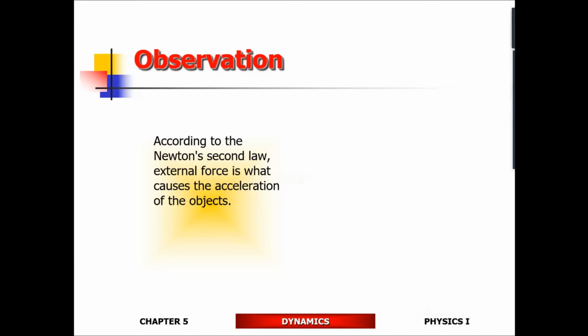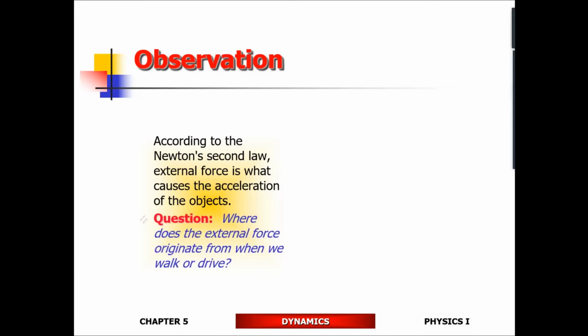According to Newton's second law, what causes acceleration is a net force, right? External force is responsible for it. But whenever we walk, we speed up, slow down, and change direction at will, right? So where does the external force come from if that's the case? You're thinking, oh, you get it from your muscles. I'm thinking, no, you don't get it from your muscles. Muscles generate an internal force, not an external force.